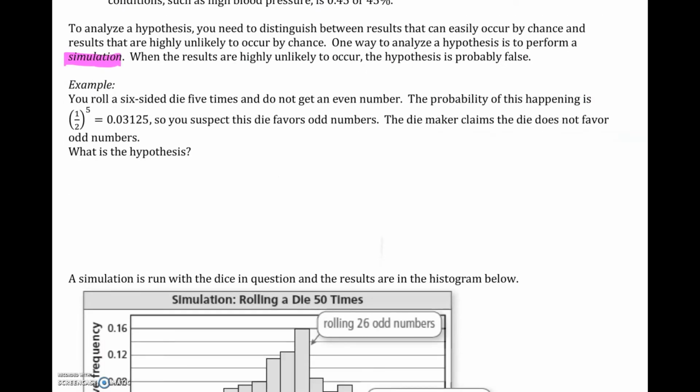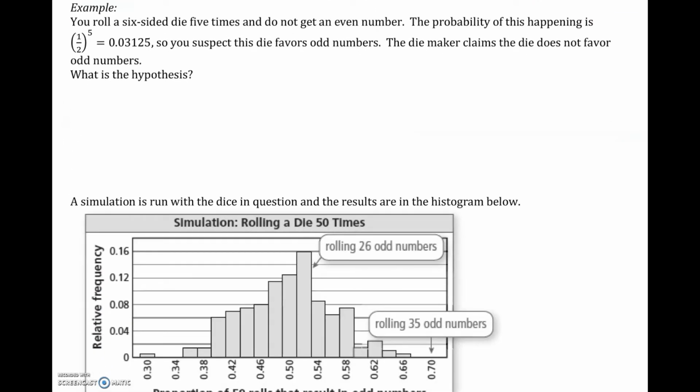If we take a look at this example, we're going to roll a 6-sided dice, a normal dice with faces 1 through 6, 5 times. And what we noticed is when we rolled that dice 5 times, we never got an even number. We got like 1 or 5. The probability of this happening, we calculate that to be 1/2 to the 5th power, or 0.03125. So that's roughly a 3% chance of us not ever getting an even number. So we're thinking that's pretty low.